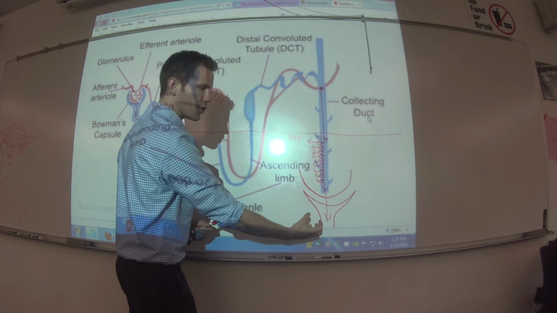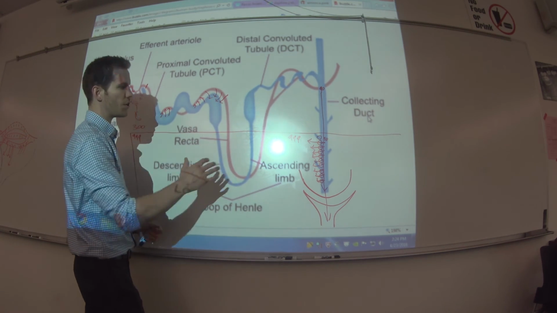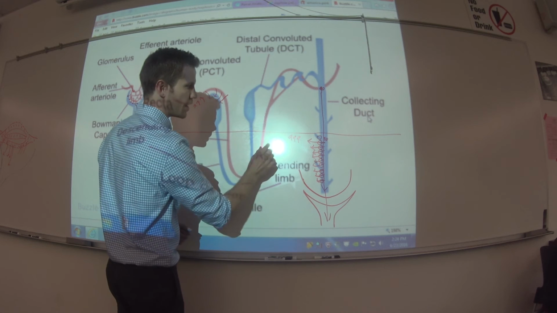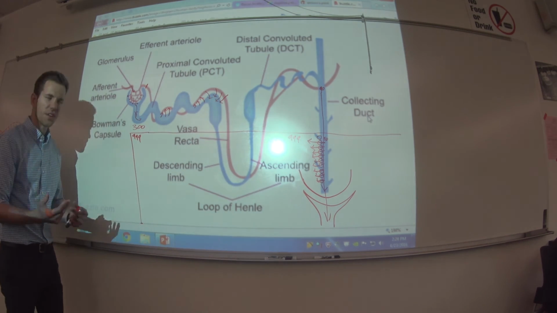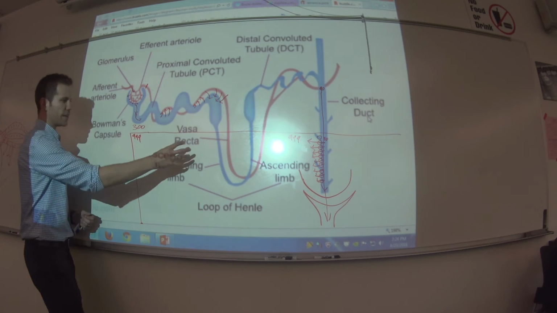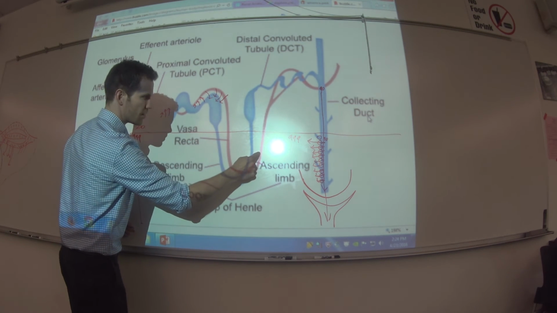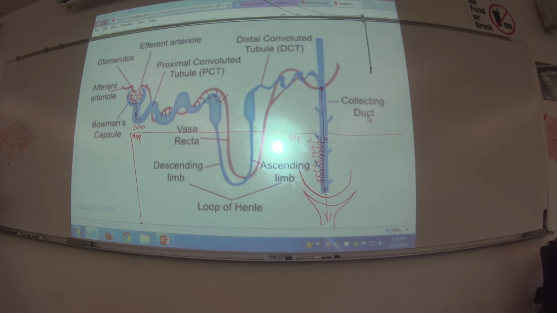And if that happens, you're going to pee clear fluid because you haven't recovered any water out of it. When you have even a little bit of dehydration, you're going to open up or insert, it's always referred to as inserting though, aquaporins, and that's going to allow water to flow into this region and into the vasa recta, and you're going to hold on to water. So that's the value of the loop of Henle.